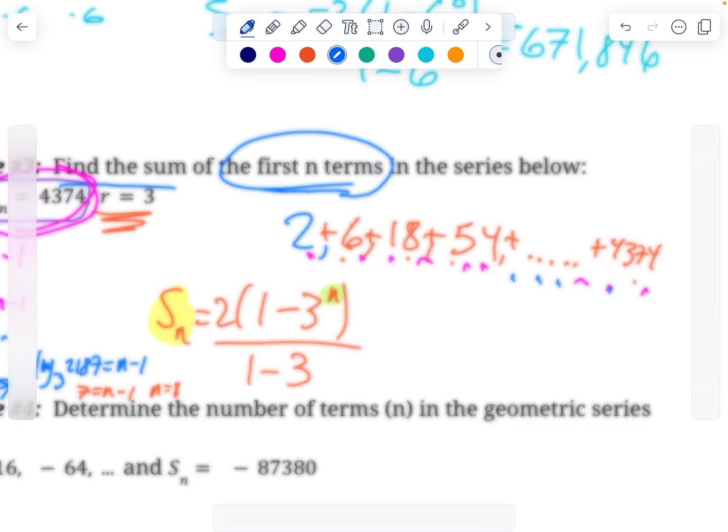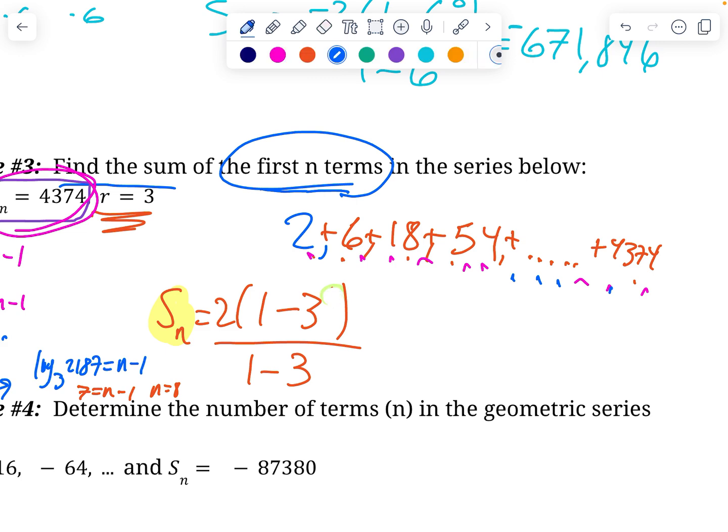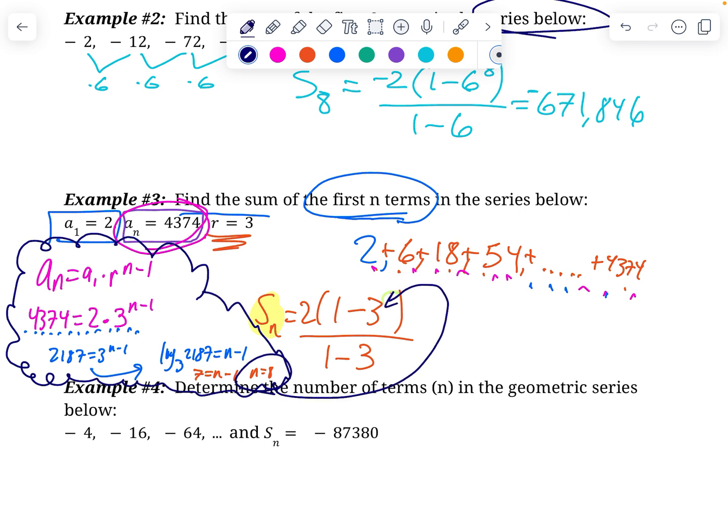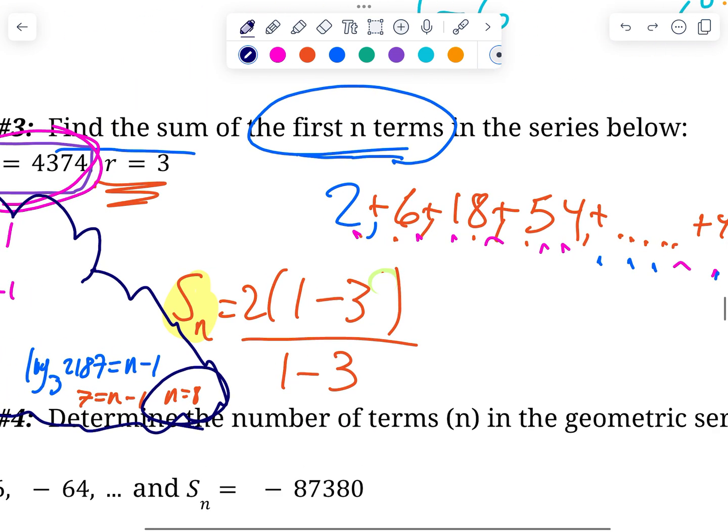Cool. So then I jump back to my formula. I did the side project. Again, I'd like kind of keep this separate in your brain. There's the side project. I solved the side project to get n is 8. Jump over here, toss that in. And now I'm ready to roll.